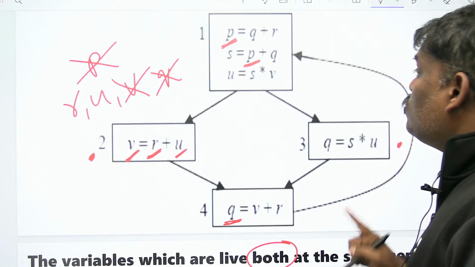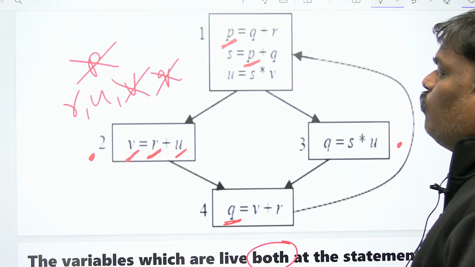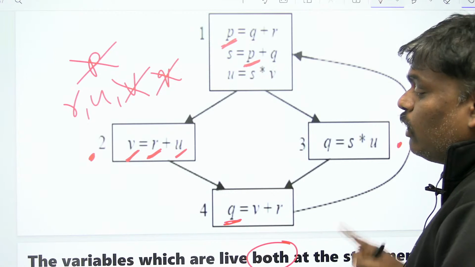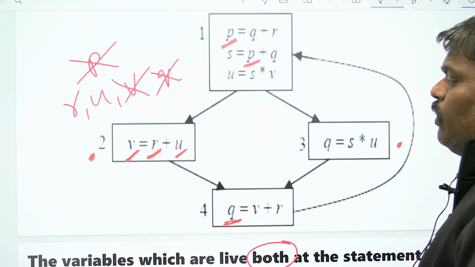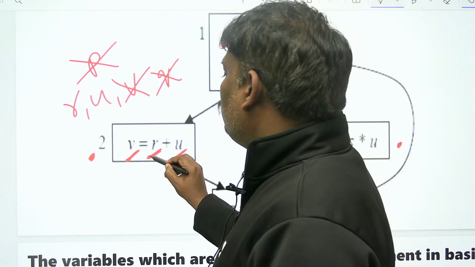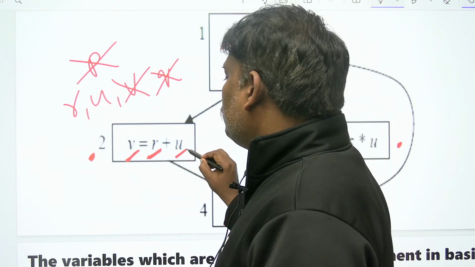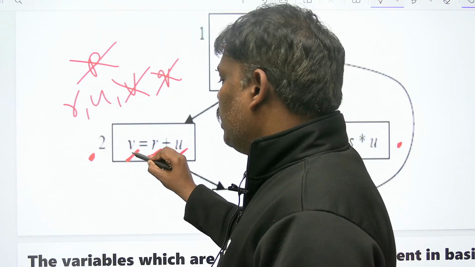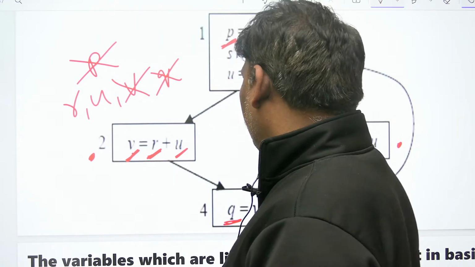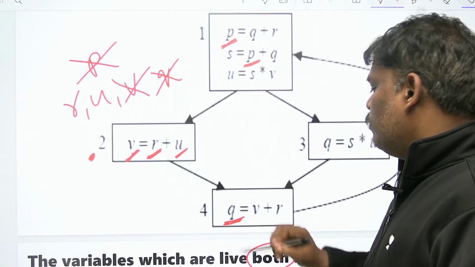See, you have to use the old value, that is called live. You have to use the old value only. New values you cannot use. At this place, is it old R? Yes. At this place, is it old U? Yes. Here V is not at all used. V is changing also, it is the new V. And one more thing, it is the new Q.